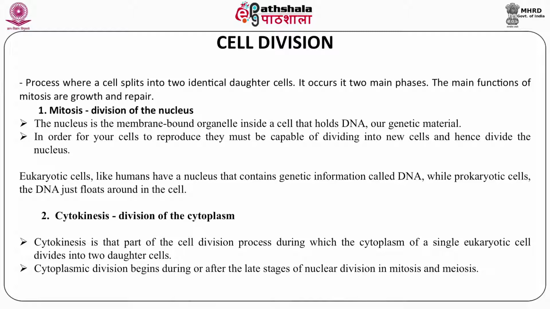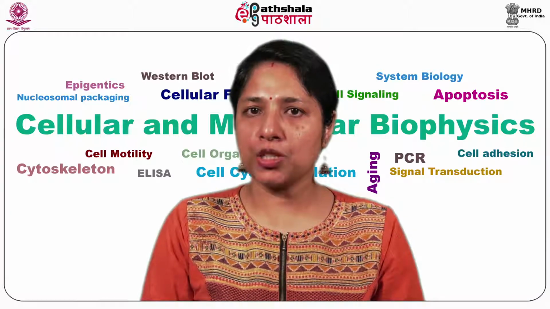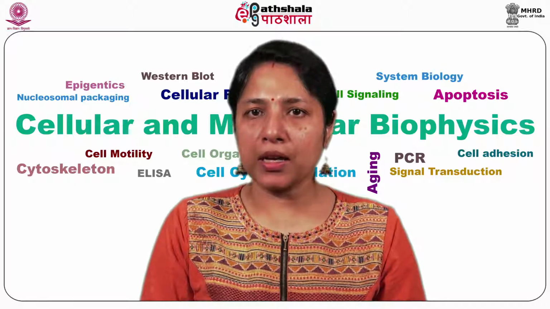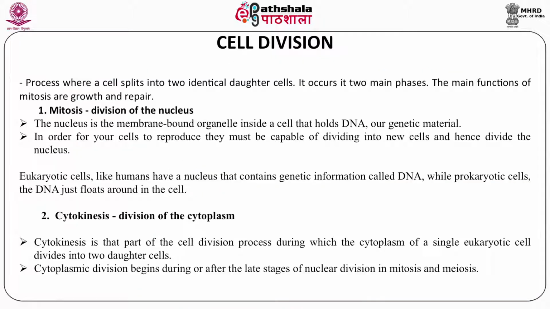In order for our cells to reproduce, they must be capable of dividing into new cells. This means they must be able to divide the nucleus. Eukaryotic cells, like humans, have a nucleus that contains the genetic information called DNA, while prokaryotic cells, like bacteria, do not. In prokaryotic cells, the DNA just floats around in the cell. The second important step for cell division is cytokinesis, which is division of the cytoplasm. Cytoplasmic division is the breaking apart of the cytoplasm of a single eukaryotic cell to divide into two daughter cells. Cytoplasmic division begins during or after the late stage of nuclear division in mitosis and meiosis.